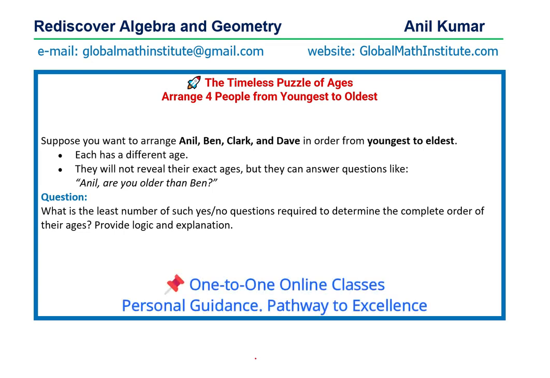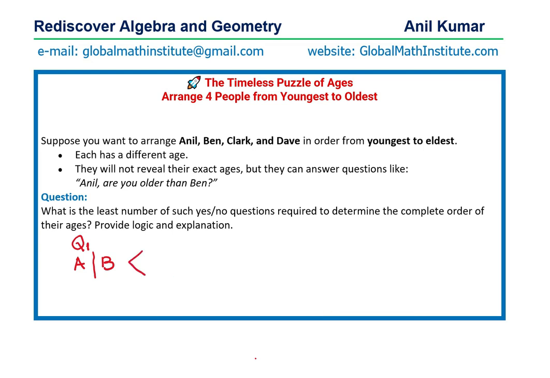Let's say question number one is asked, and the question is to find who is elder. So we say, Anil, are you elder than Ben? That is my question number one. And definitely, Anil can answer yes or no. Once Anil answers, we get our first result and we put W for winning, or elder, and L for losing.